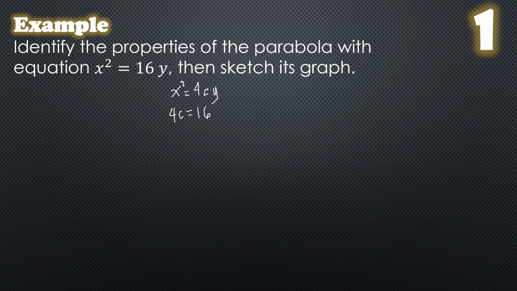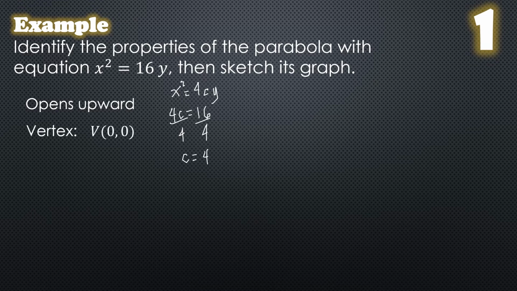And then dividing both sides by 4, we will get c is equal to 4. And since c is positive, we can say that the parabola opens upward. The vertex is at the origin with coordinates (0, 0). The focus will be 4 units above the vertex, that will be at point (0, 4). The axis of symmetry is the line x is equal to 0.